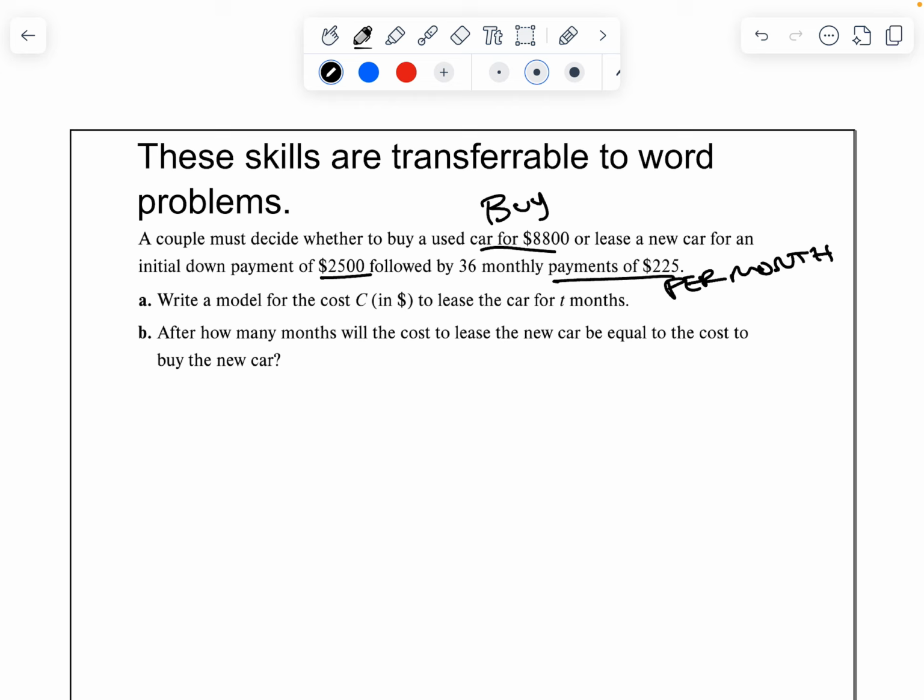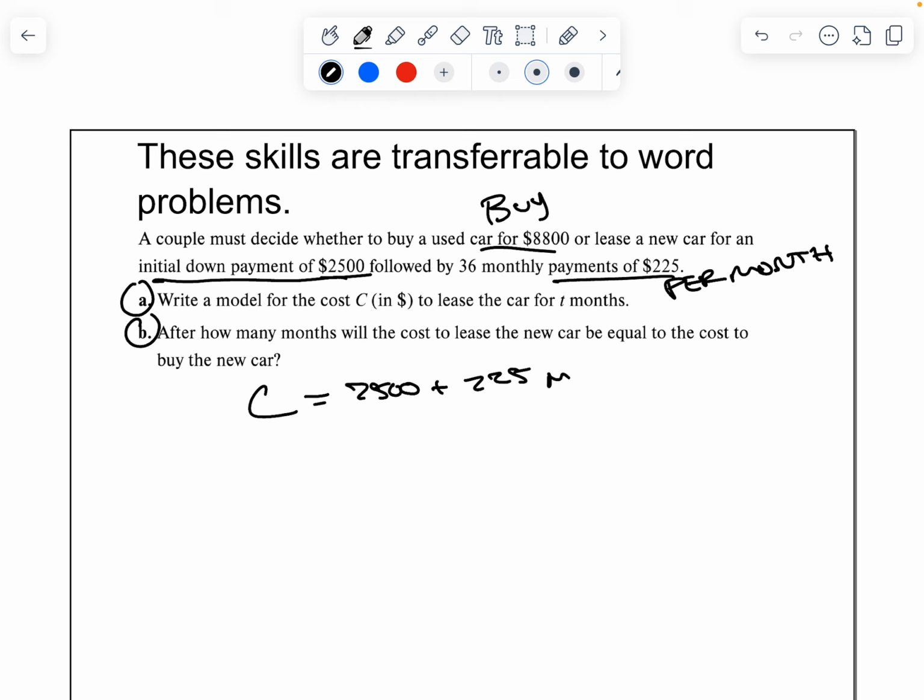The hardest part of these problems is to write a model for the cost to lease the car for T months. So if I want to lease the car for T months, it's going to cost me that initial down payment of $2,500, and then it's going to cost me $225 per month.